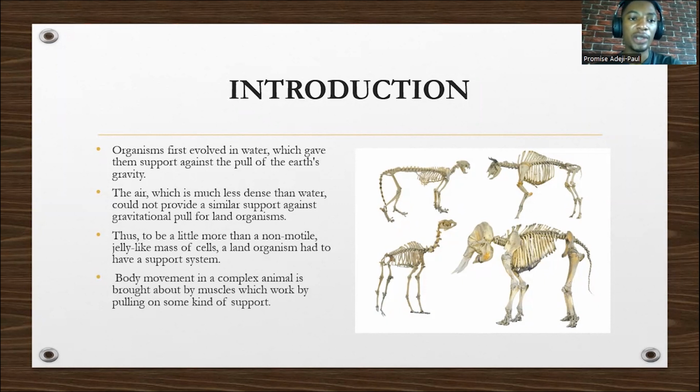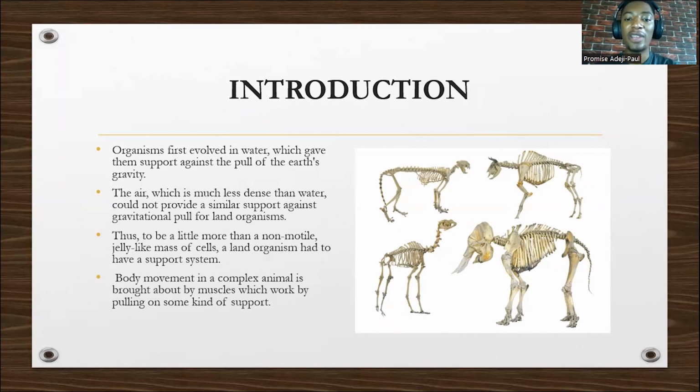So let's read what is written here. Organisms first evolved in water, which gave them support against the pull of the Earth's gravity, like I said. Then the air, which is much less dense than water, could not provide a similar support against gravitational pull for land organisms. So thus, to be more than a non-motile jelly-like mass of cells, a land organism has to have a support system.